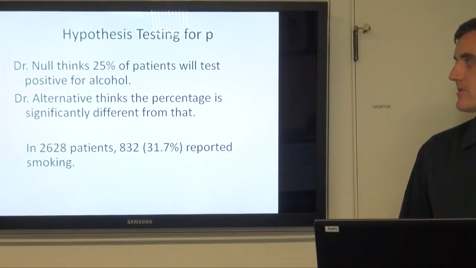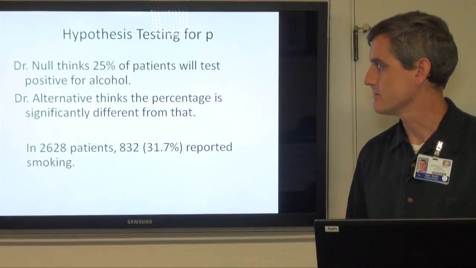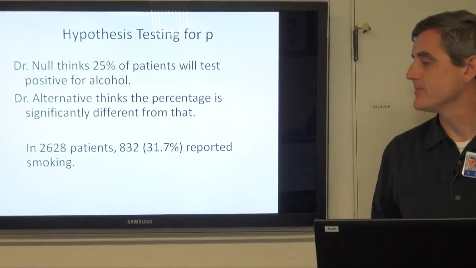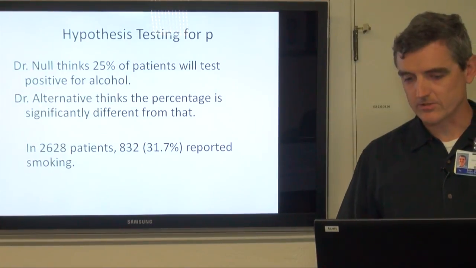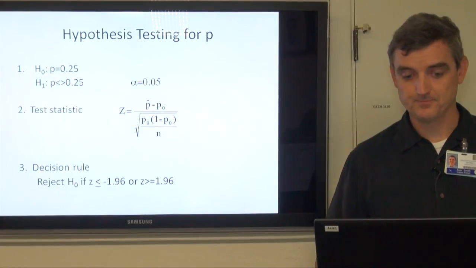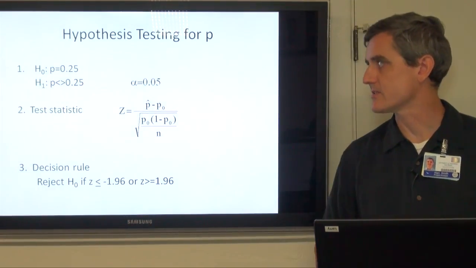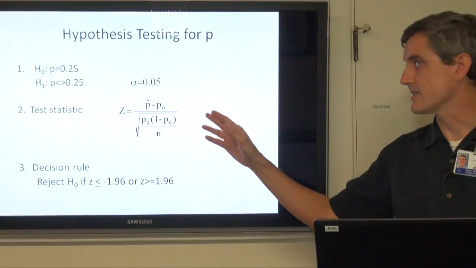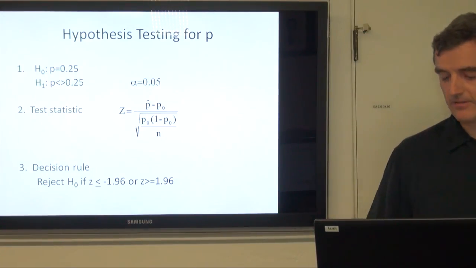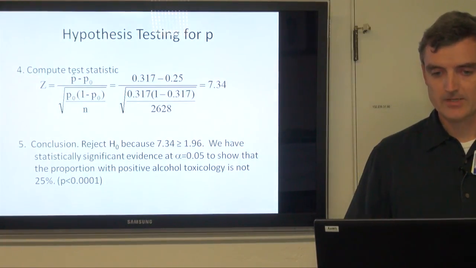So we had 2,628 patients with alcohol results. 832 of them reported alcohol. I need to update this slide. It was not smoking, it was alcohol. So that was 31.7%. We want to know if that's significantly different from 25%. And so, same exact deal, set up a null and alternative hypothesis. The test statistic is calculated this way, and decision rule is going to be to reject if z is greater than 1.96 or less than negative 1.96.